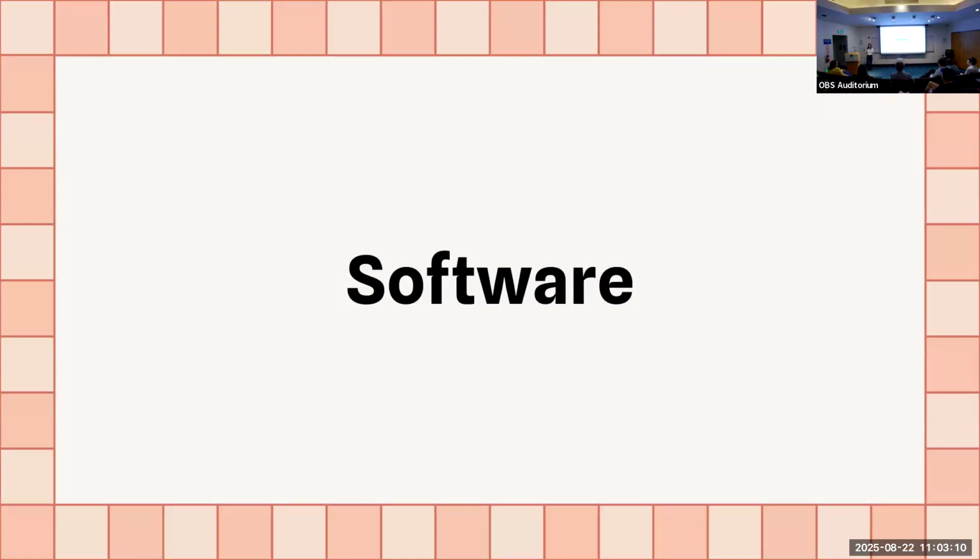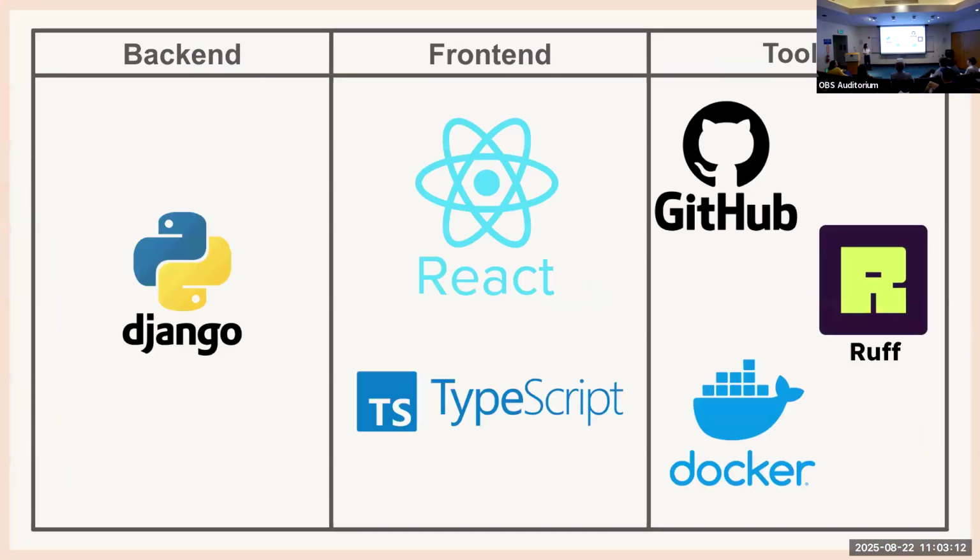Now, what software are we using to make this actually happen? So we're using a lot of frameworks, some of which I'll go into more detail in the next few slides. But essentially for the back end, which is the behind the scenes part of the software, the API, that's going to be written in Django. For the front end, which is the user interface, the part the user actually sees and interacts with the most, that's going to be written in React and TypeScript, two really popular website development libraries. And finally, for software development tools, we're going to be using GitHub, Rough, and Docker.